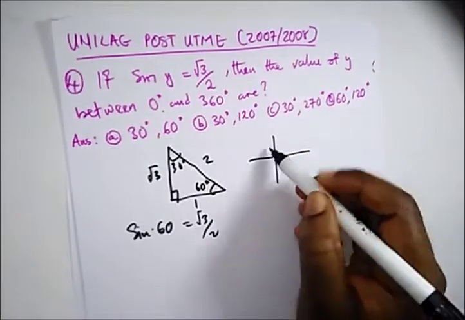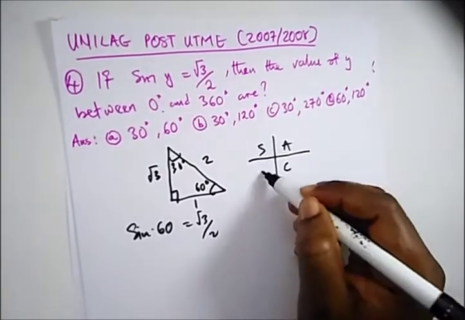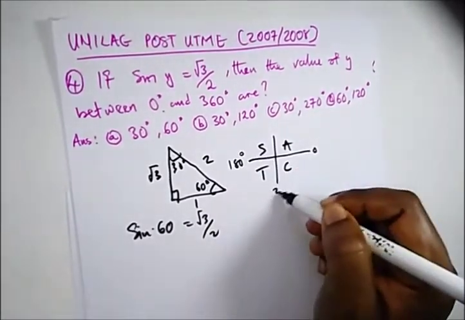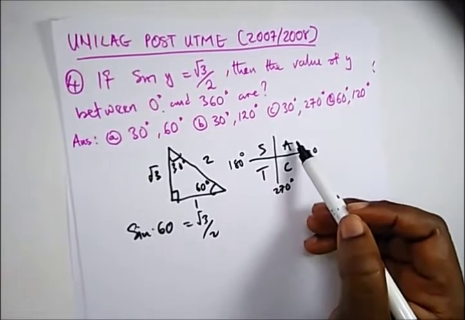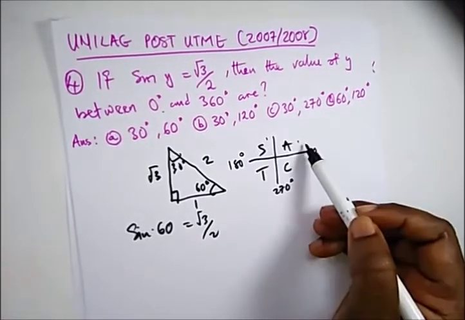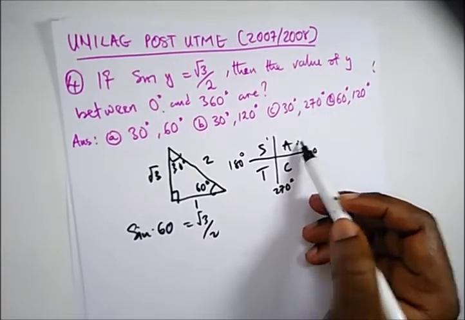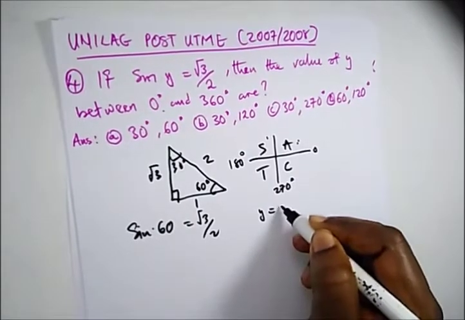Remember this, where you have your CAST, C-A-S-T, right? So this is 0, this is the 180 degree, this is 270. So sine is positive in the first and second quadrant, right? In the first quadrant, y is 60.